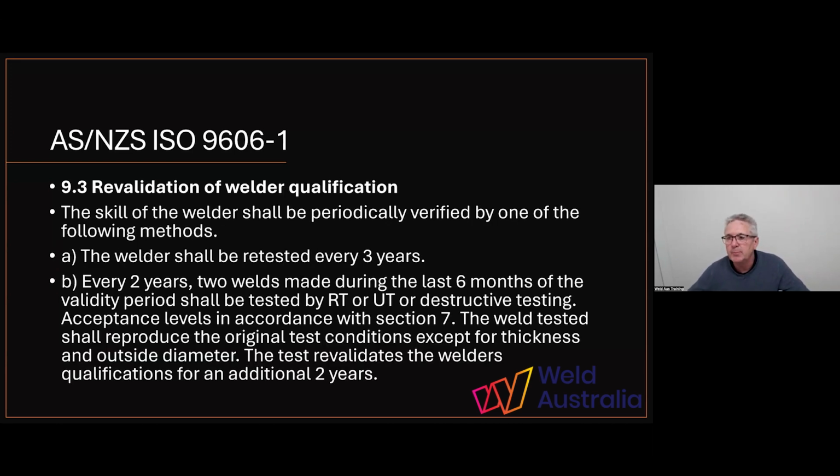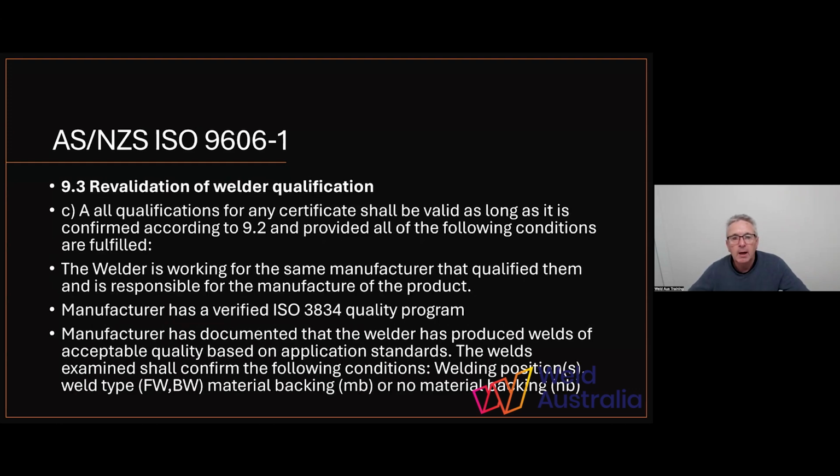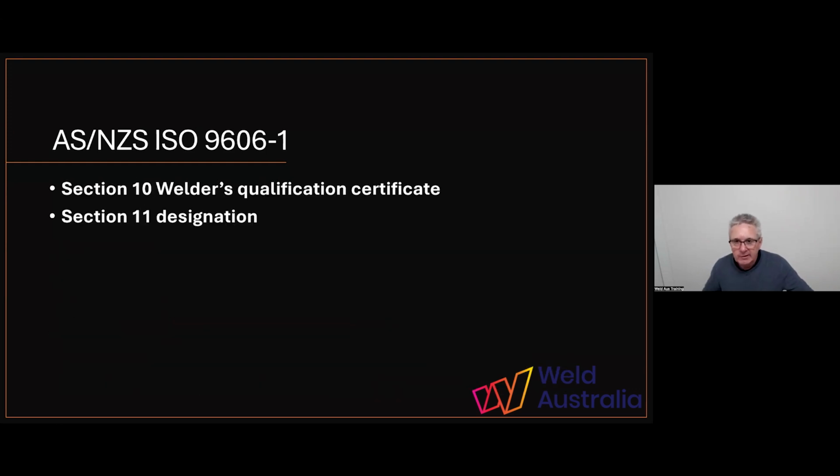Revalidation is what I just spoke about. That's 9.3. Then section 10 is basically saying what should be on the welder's documentation, and section 11 is what we should see in the designation side of it. In other words, when we start to look at that document right at the beginning, we need to be able to see those things that are written there. You with me? So that's the first thing.